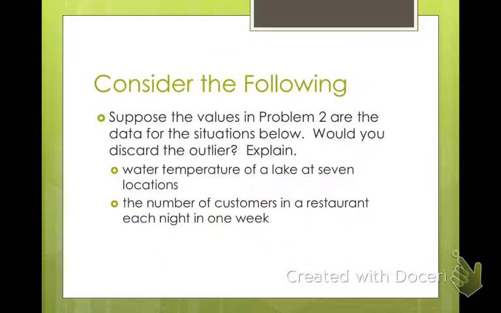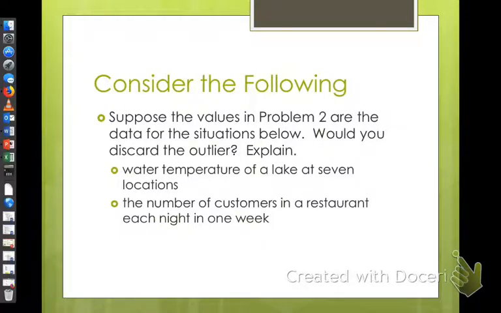And moving on. Okay, so I want you to just consider these for a minute. Suppose that we use our data from the question before. I want you to think about the fact, if we were talking about averages of things, if we were talking about the average water temperature in a lake at 7 different locations, would you want to include the 98 or not include the 98 in your data? And then also for customers at a restaurant each night of the week, I want you to think about that one for a second. Go ahead and pause the video. No, really, you need to pause the video. Did you pause it? Okay, I want you to pause the video, think about whether or not you would include the outliers.